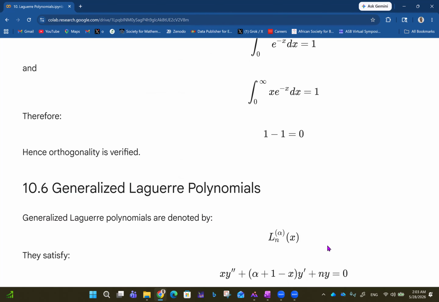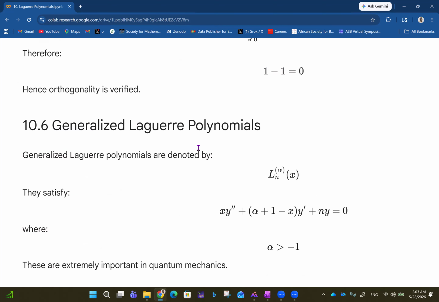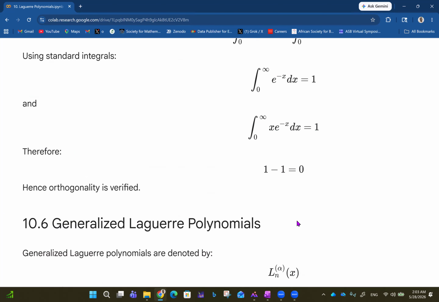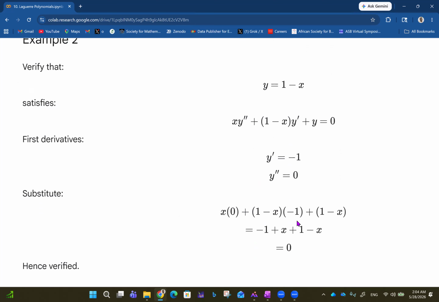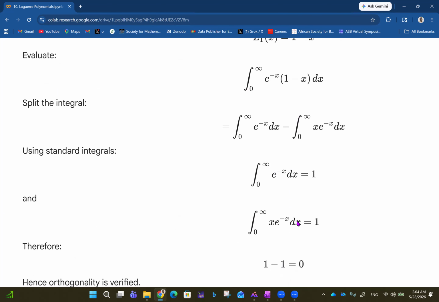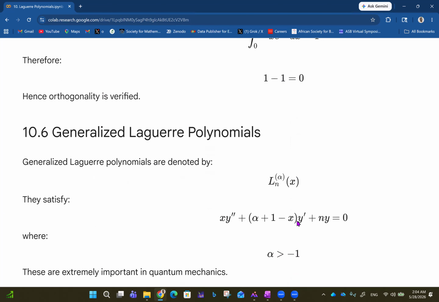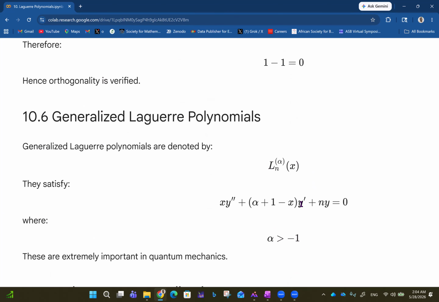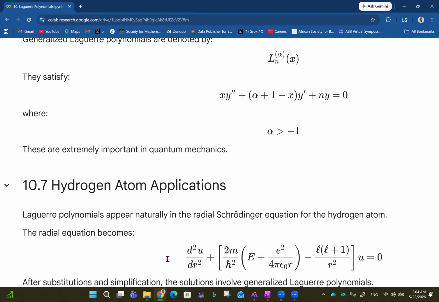So that takes us to the idea of generalized Laguerre polynomials. Generalized Laguerre polynomials are denoted by L sub n with alpha at the top, of x, and they satisfy x y double prime plus a modification: instead of just 1 minus x, you have alpha plus 1 minus x, times y prime, plus n y equals 0, where alpha should be greater than minus 1. These are extremely important in quantum mechanics.